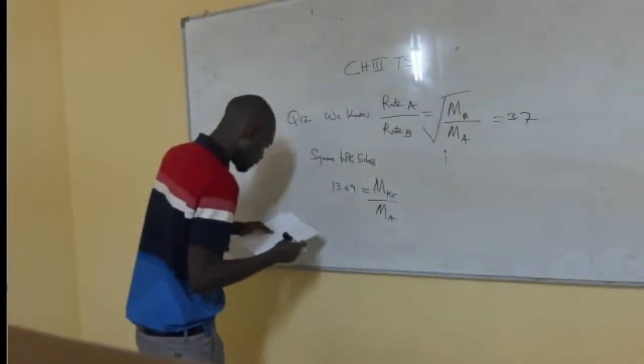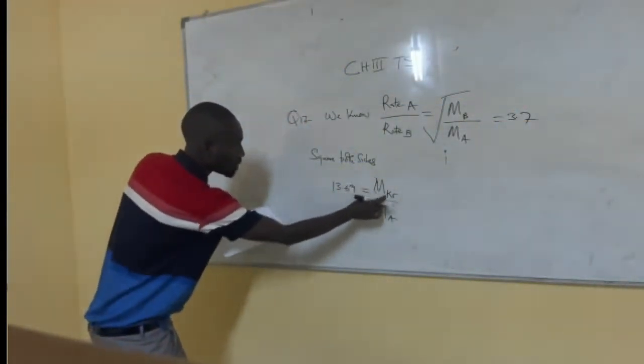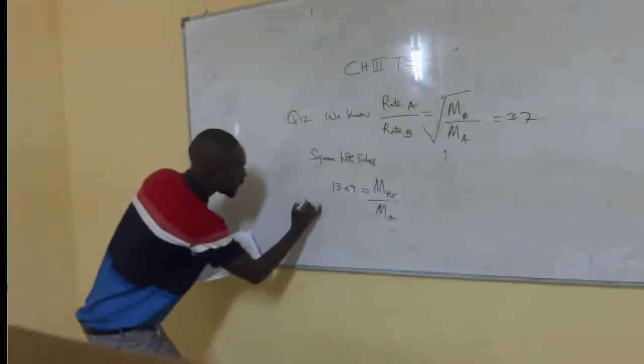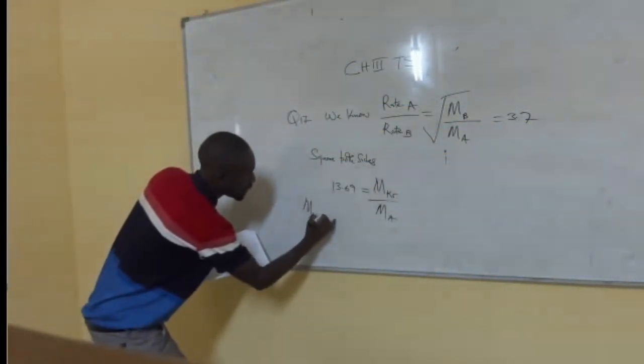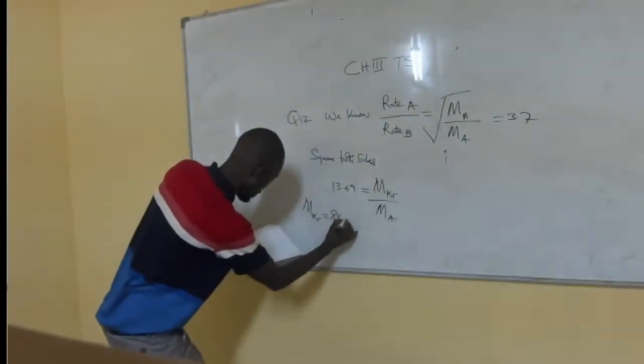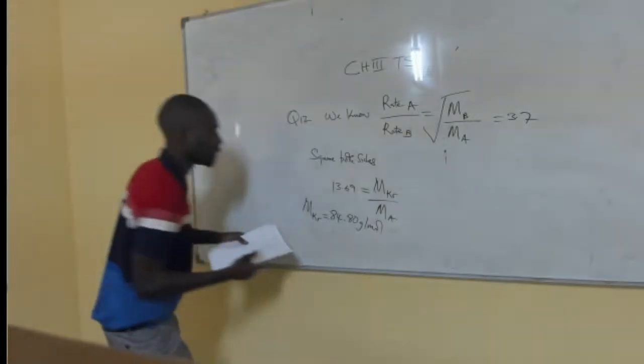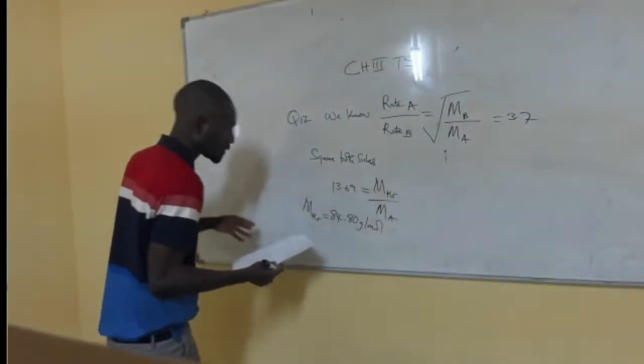So let's try to do it together. We are at this level, we substitute. We know that the relative atomic mass for krypton is 83.80 grams per mole. Okay, we have that one. Now it's a matter of substitution.